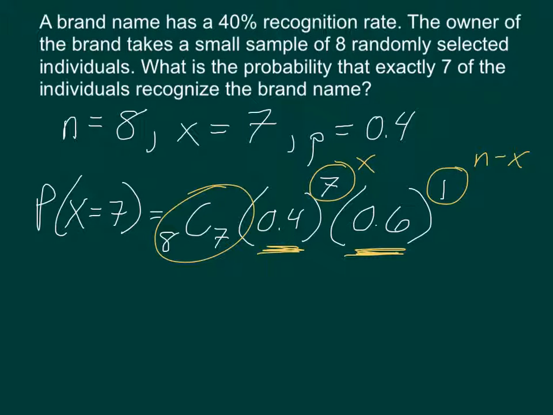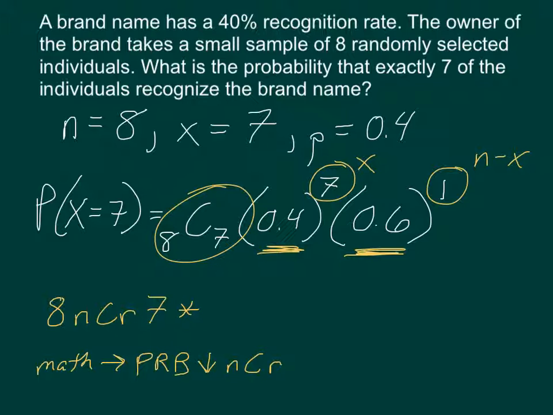So if we do go to our calculator with this, the way that we enter it is I'm going to say 8. I'm going to go to the probability menu. Remember, you go Math, you arrow over to the probability menu, and then you arrow down to nCr, and you select that, and so this will come up on your screen, and then you choose r, so 8 choose 7 times 0.4 raised to the 7th times 0.6 raised to the 1st.